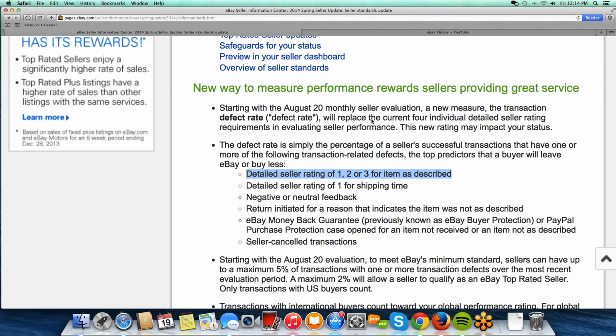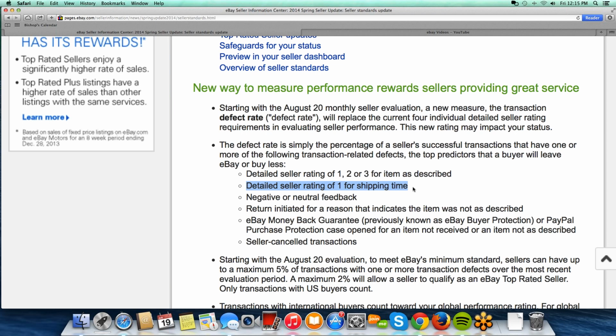So the rule here is, guys, on your listings, just make sure you're as transparent as possible, that whatever you list to sell really is what it is. And you guys don't have problems with that. We're not trying to fool anybody. But that's one thing you've got to keep in mind. If you get a 1, 2, or a 3 for item as described, you get a defect, okay?